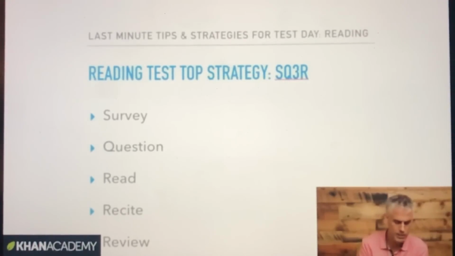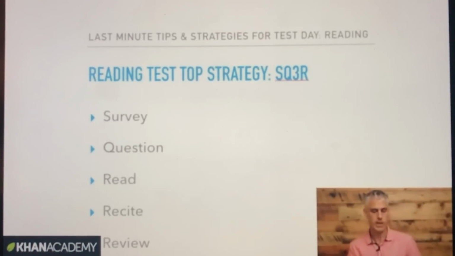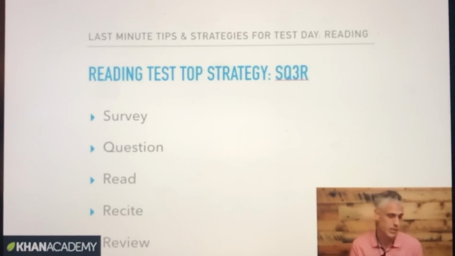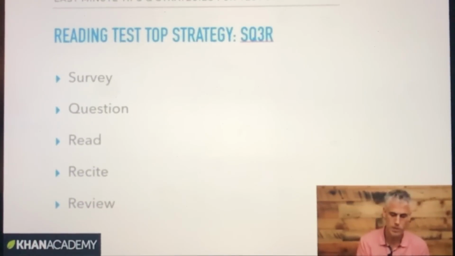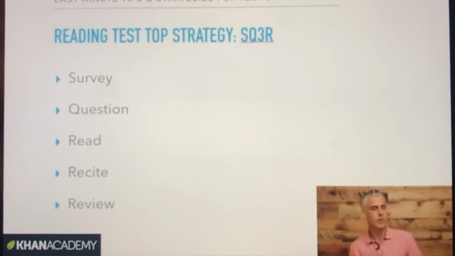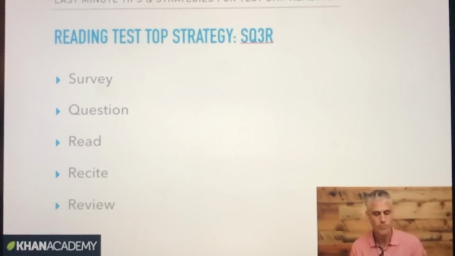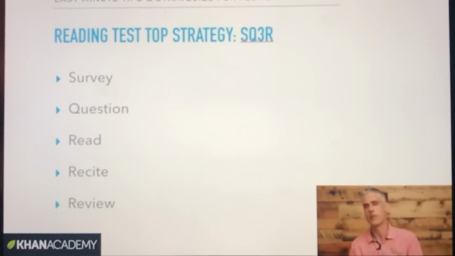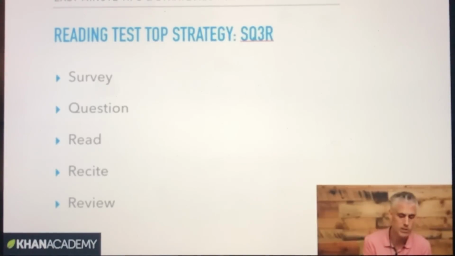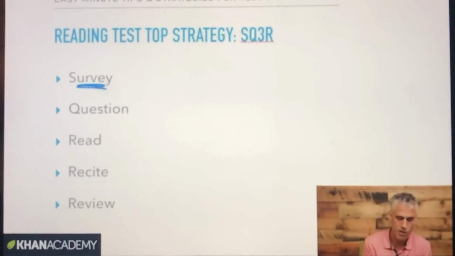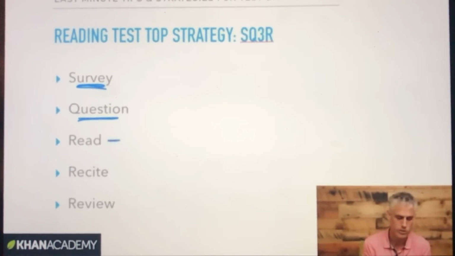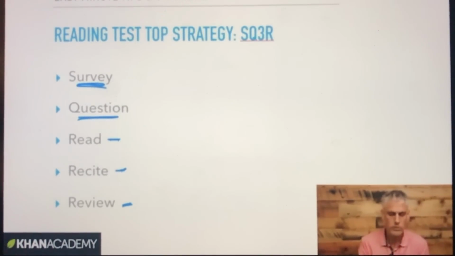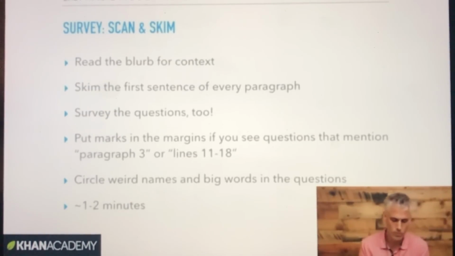Okay, so this is a strategy that is highlighted in the tips and strategies section of Khan Academy Official SAT Practice. And it is a version of a famous active reading strategy technique called SQ3R, and I've sort of adapted it for the SAT. The S stands for survey, the Q stands for question, and there are 3 R's. First one is read, second one is recite, third one is review. And so let's see how that works.